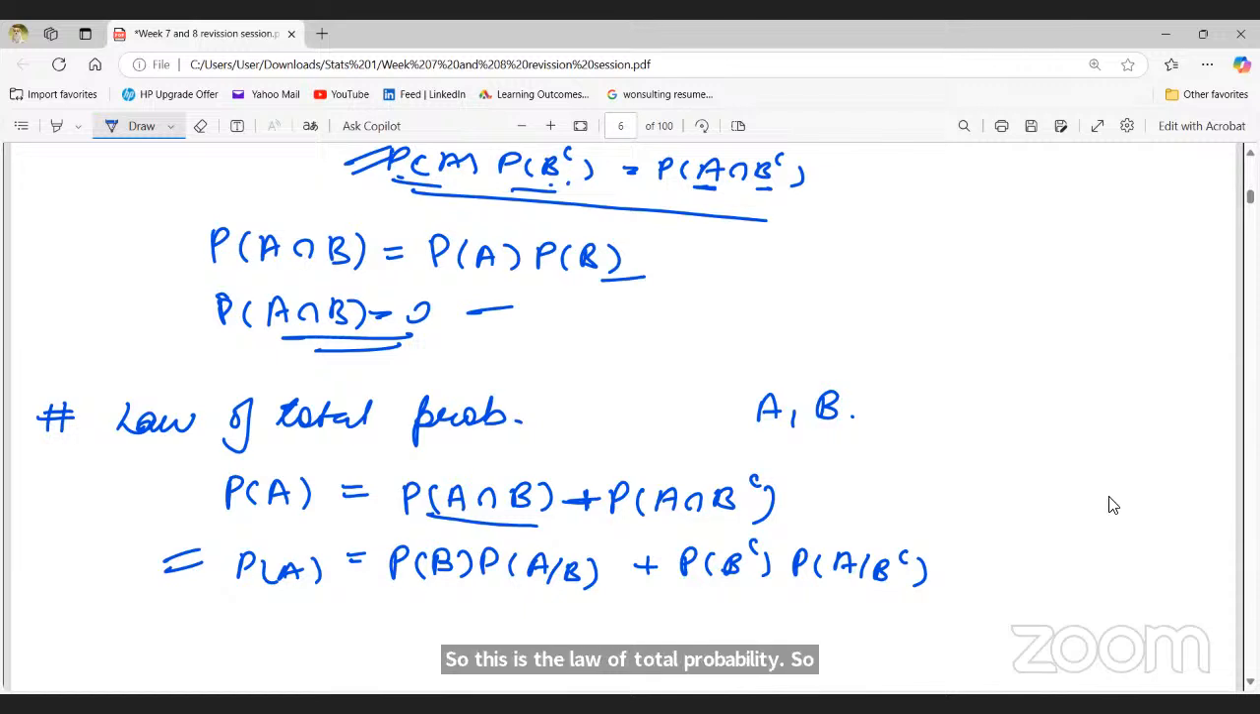So what it states is that the outcome of an event A is either in both A and B, or in A but not in B. I can state it like that. That is the law of total probability.